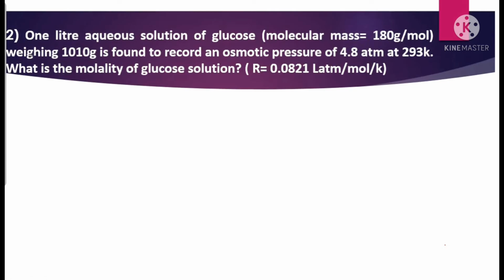Read the problem, students. One liter aqueous solution of glucose, its molecular mass is 180 gram per mole, weighing 1010 gram, is found to record an osmotic pressure of 4.8 atm at 293 Kelvin. What is the molality of glucose solution? And the R value is also given, 0.0821. You are asked to calculate molality. First let us write the data given. You should do this problem carefully.